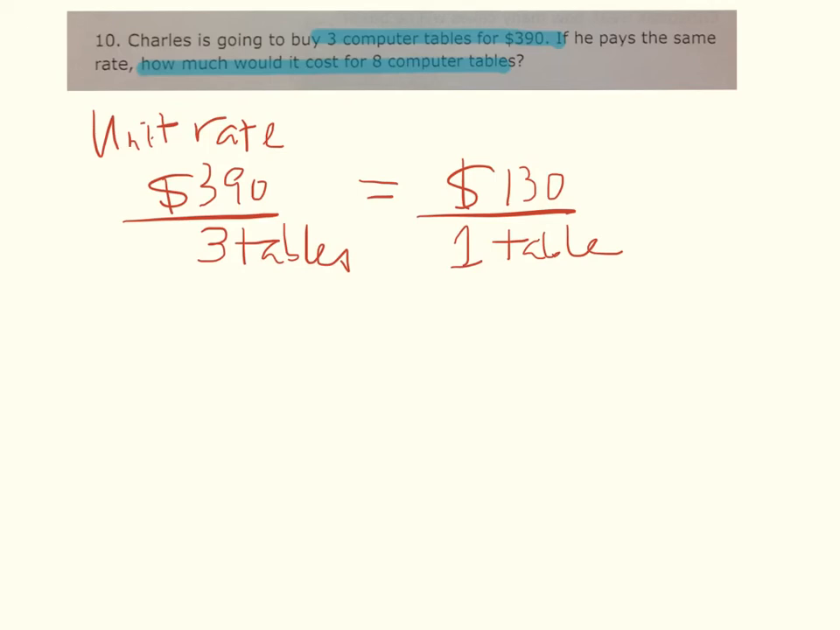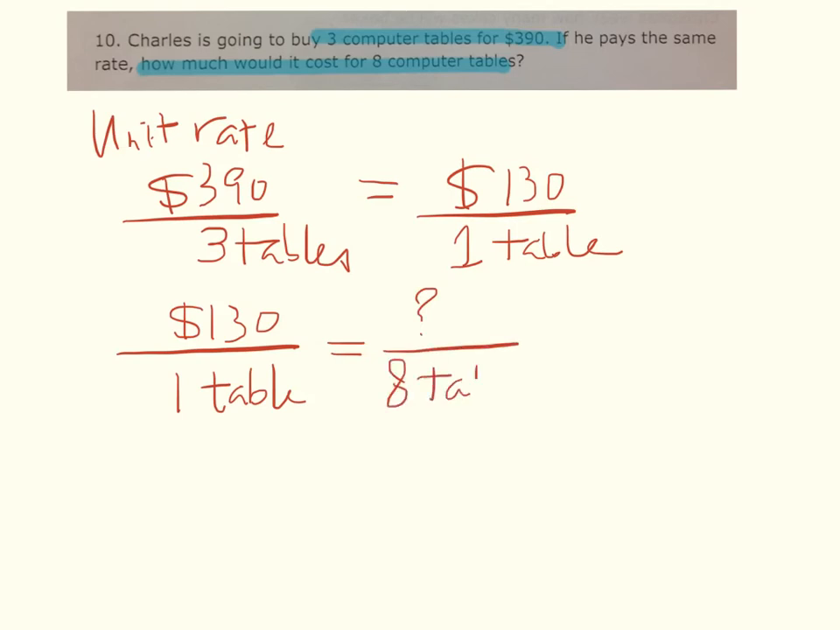Okay, so 130 over 1 table is going to equal, because they have the same ratio, well, you don't know how much money yet, over 8 tables. Okay, so 1 times 8 gives you 8. And if you do 130 times 8, then you will have your answer.